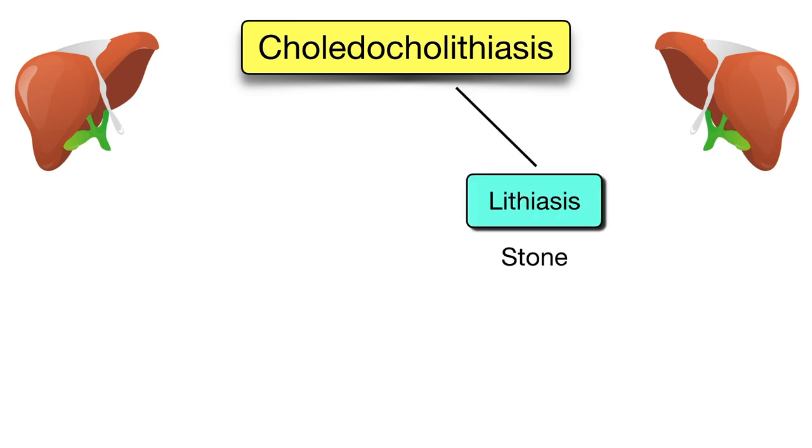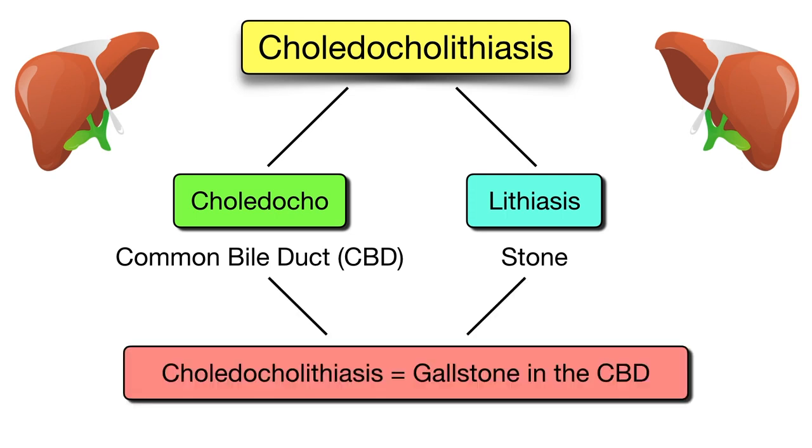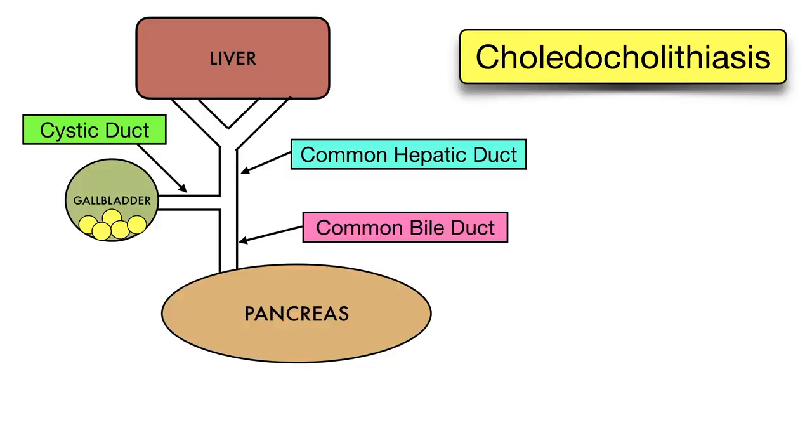We already know lithiasis means stone, but where is the stone located? We can use choledocho to find out. Choledocho refers to the common bile duct. So if we put it together, then choledocholithiasis is the presence of a gallstone in the common bile duct. You know the drill, let's go back to our diagram and visualize this.